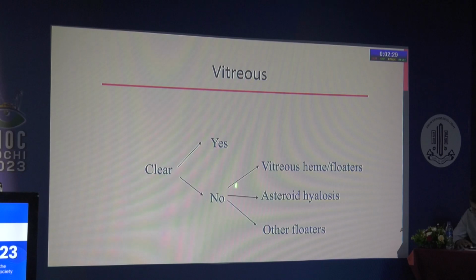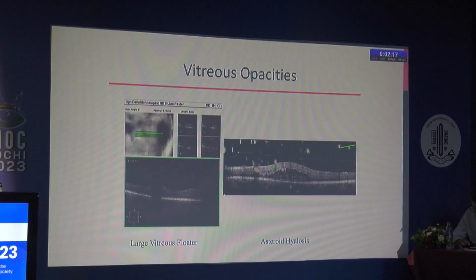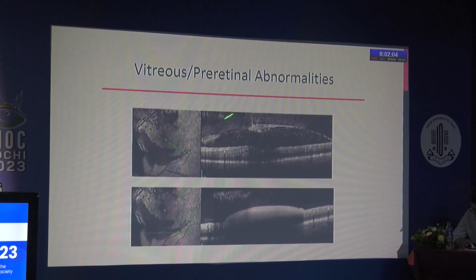So the vitreous is normally clear, but you can have floaters in the vitreous. Asteroid hyalosis gives a very interesting picture on OCT. You see something like falling raindrops. And there is a large vitreous floater which is producing a shadowing effect. Preretinal abnormalities are again very important, that we always have to look for, to see whether there is any traction or any thickening of the ERM.